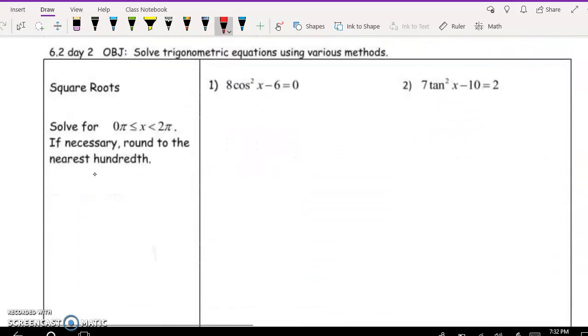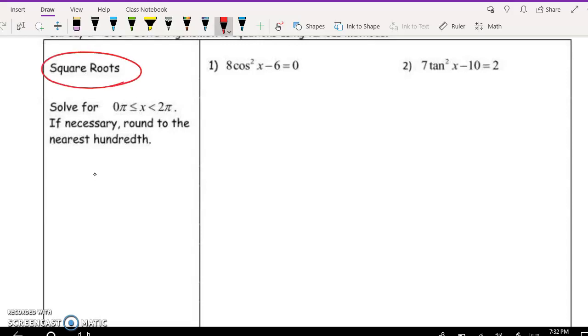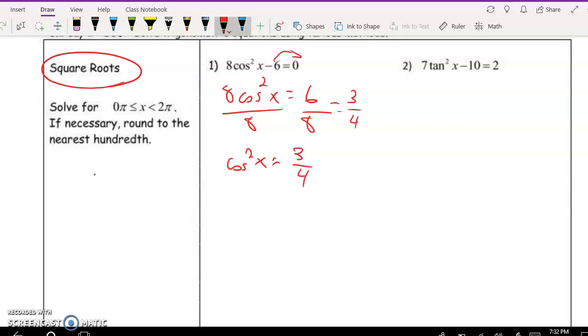Okay, so this is the last technique, and this is using square roots. So what I would do in a case like this is I'd move that 6 over. So I have 8 cosine squared x equals 6. And then I'm getting that cosine by itself. So I'm dividing by 8. And so I'm going to go ahead and simplify this to 3/4. I think you could probably see why.